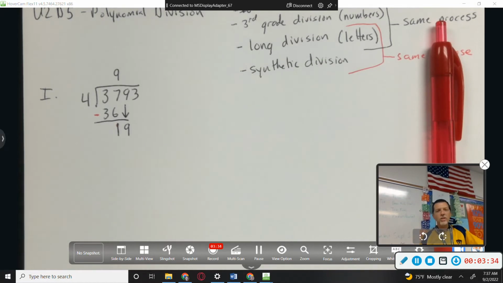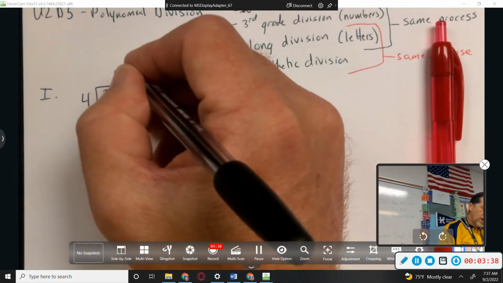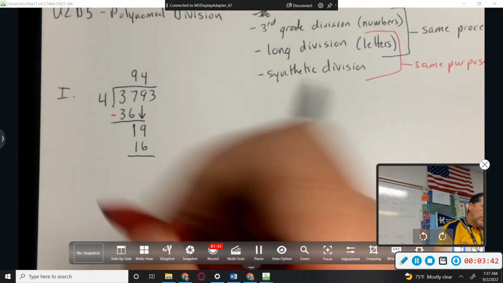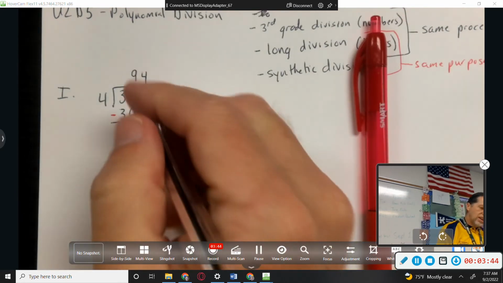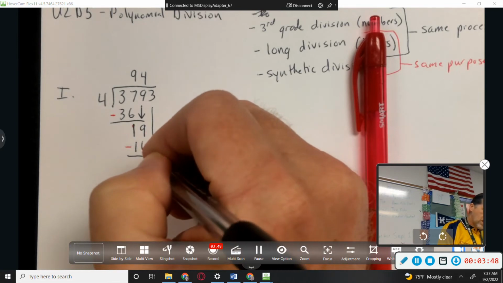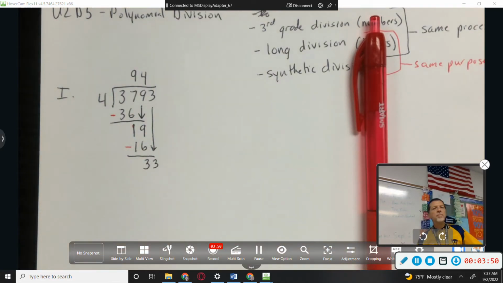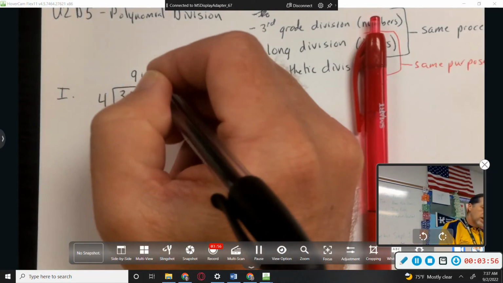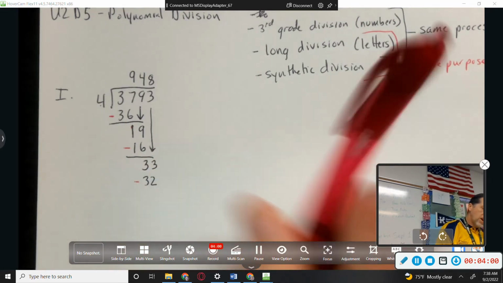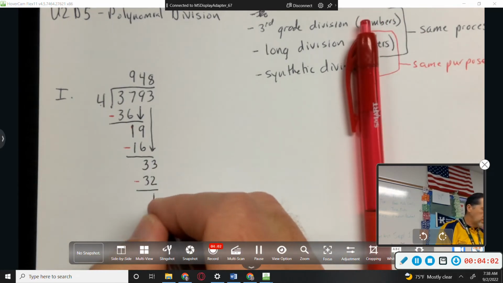So 4 now goes into 19 4 times. And 4 times 4 is 16. And then we change the sign. 3, and then bring down the 3. And then 4 goes into 33 8 times. 8 times 4 is 32. Change the sign. We get a 1.